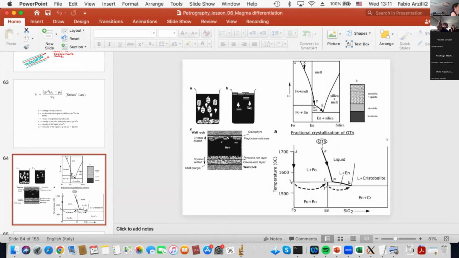Sure, but it was in case we want to calculate the composition of the source of the magma. I understand what you mean. Is it possible to do it with that? Right. I understand what you mean. Okay.